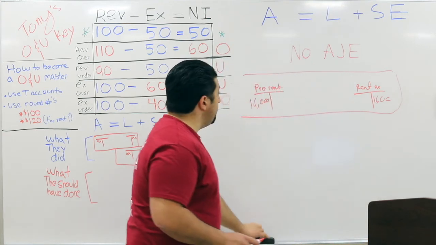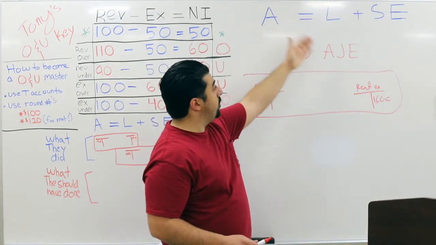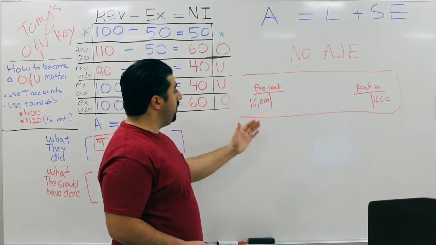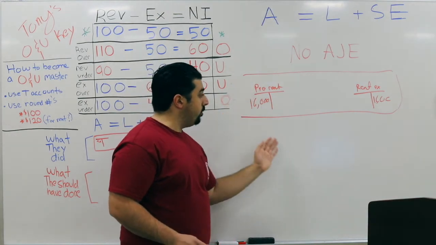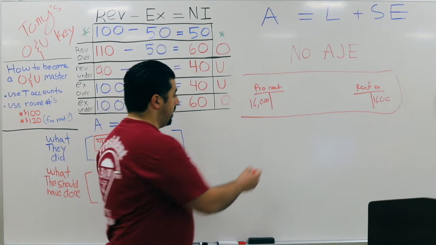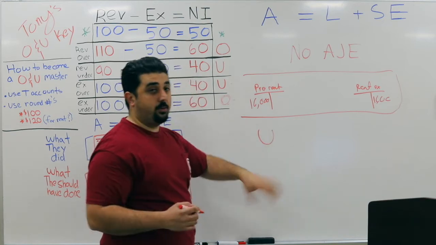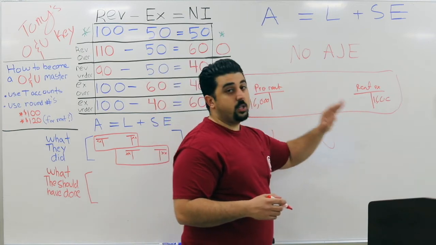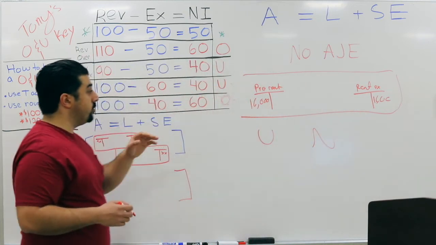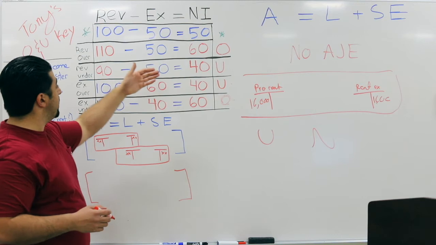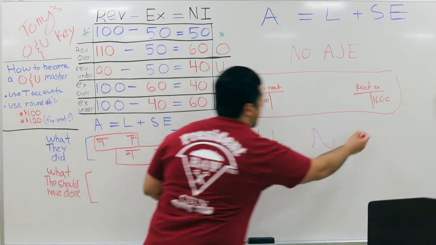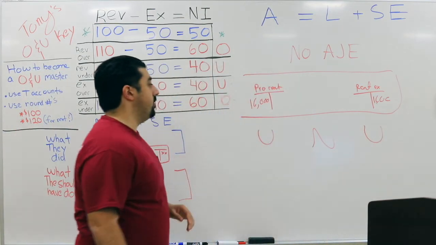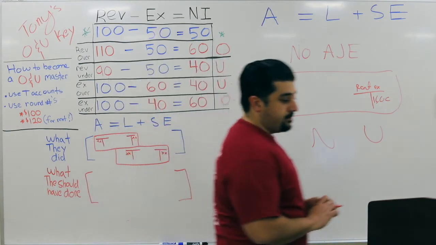Alright, so no adjusting journal entry, prepaid rent. They forgot to do this, so assets understated. Liability, we didn't do anything with liability, so no effect. Rent expense, we're over expensing because we didn't reduce expense. So we go over here, over expense, so understated. And U and U.